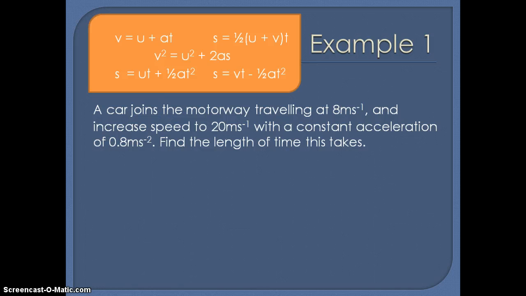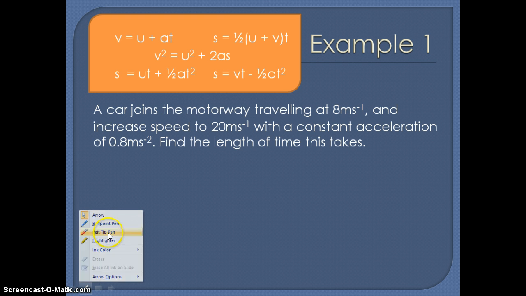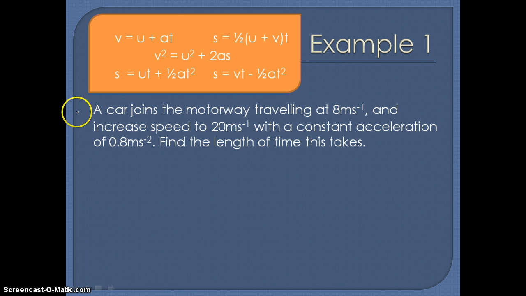A car joins the motorway travelling at 8 meters per second and increases speed to 20 meters per second with a constant acceleration of 0.8 meters per second squared. We want to find the length of time that this actually takes. So let's start by making a list of what we know and what we would like to find out. You'll quite often hear SUVAT mentioned when we're talking about constant acceleration equations, because they're the 5 terms that we're going to use.